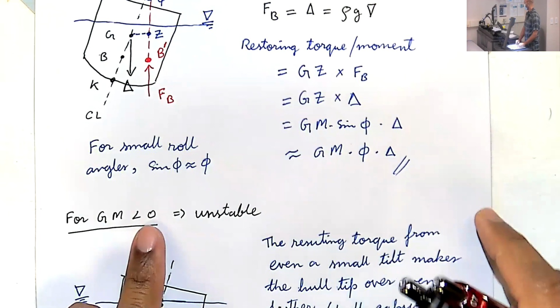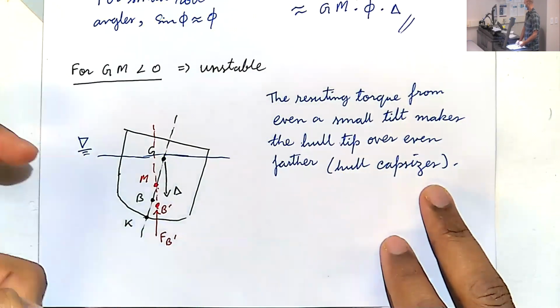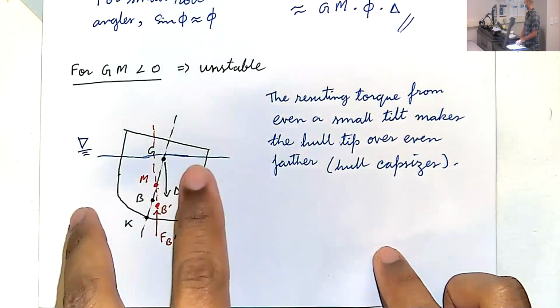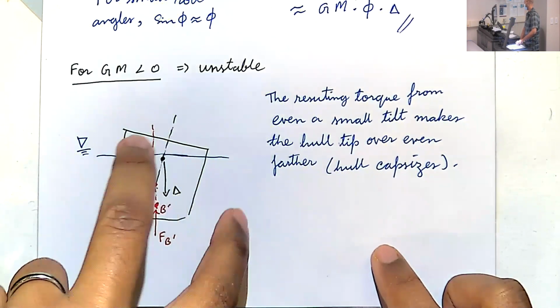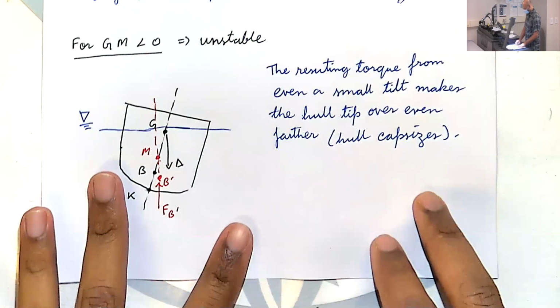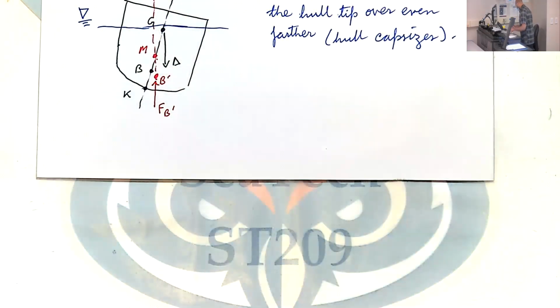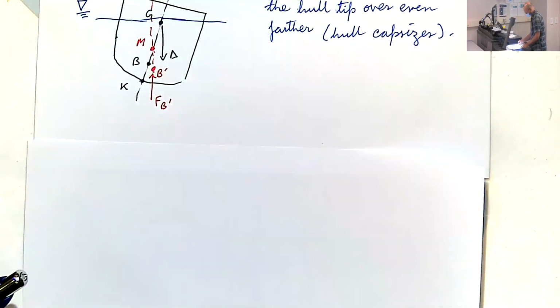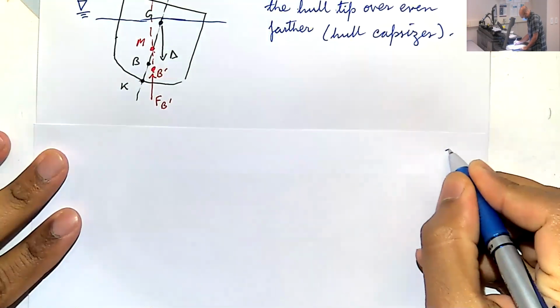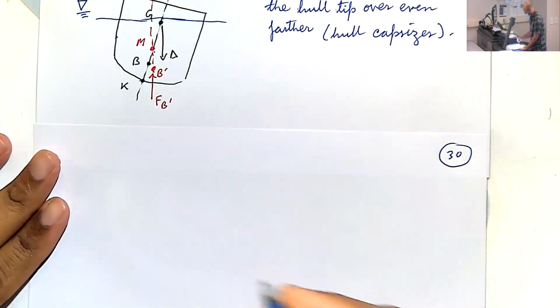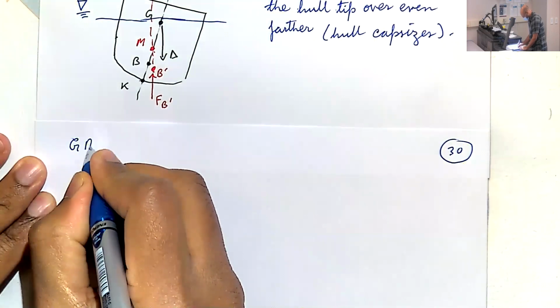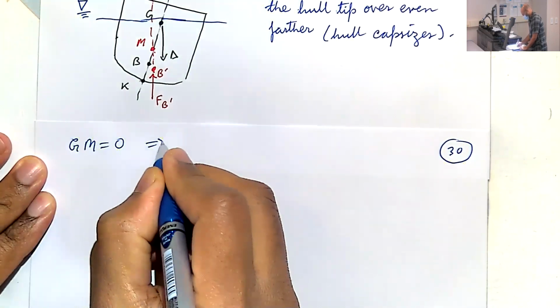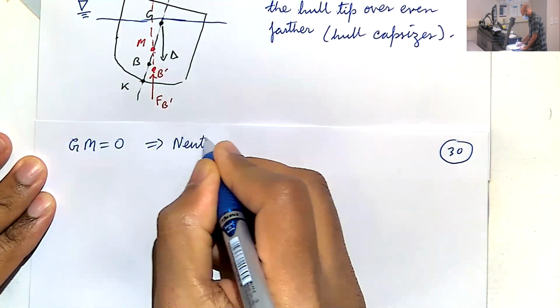If GM is negative, our hull goes unstable. And the reason is even a small tilt will cause the torque to make it worse. If GM is equal to 0, which rarely happens, this is what we would get. So this condition we call neutrally stable.